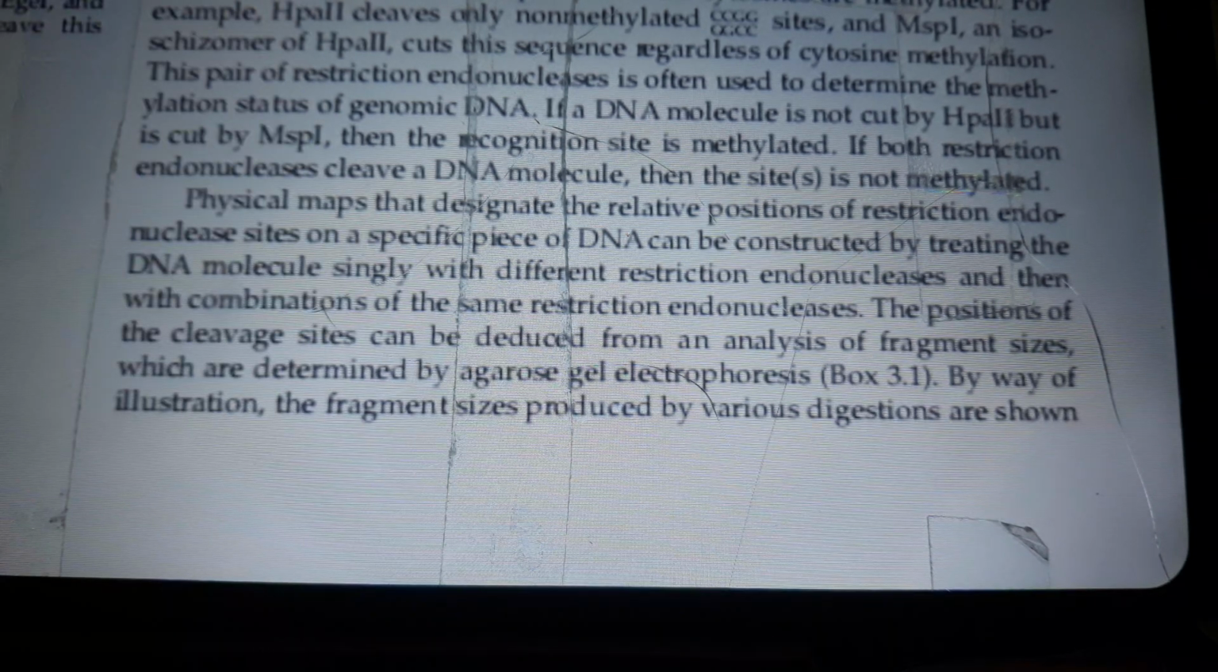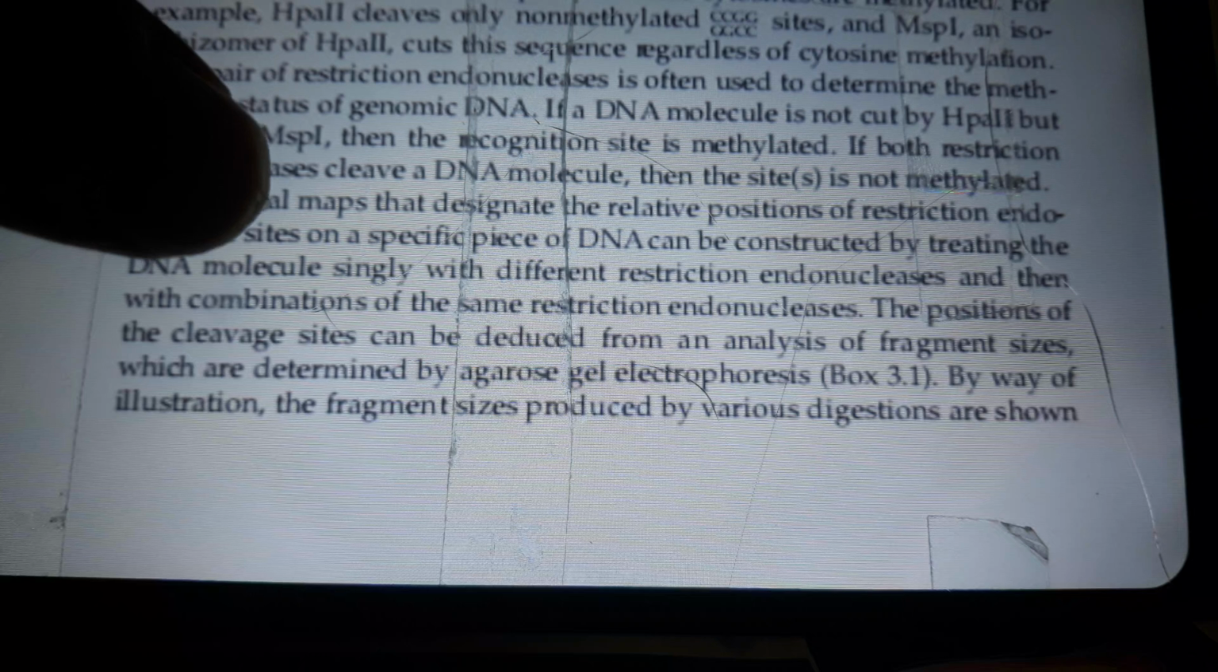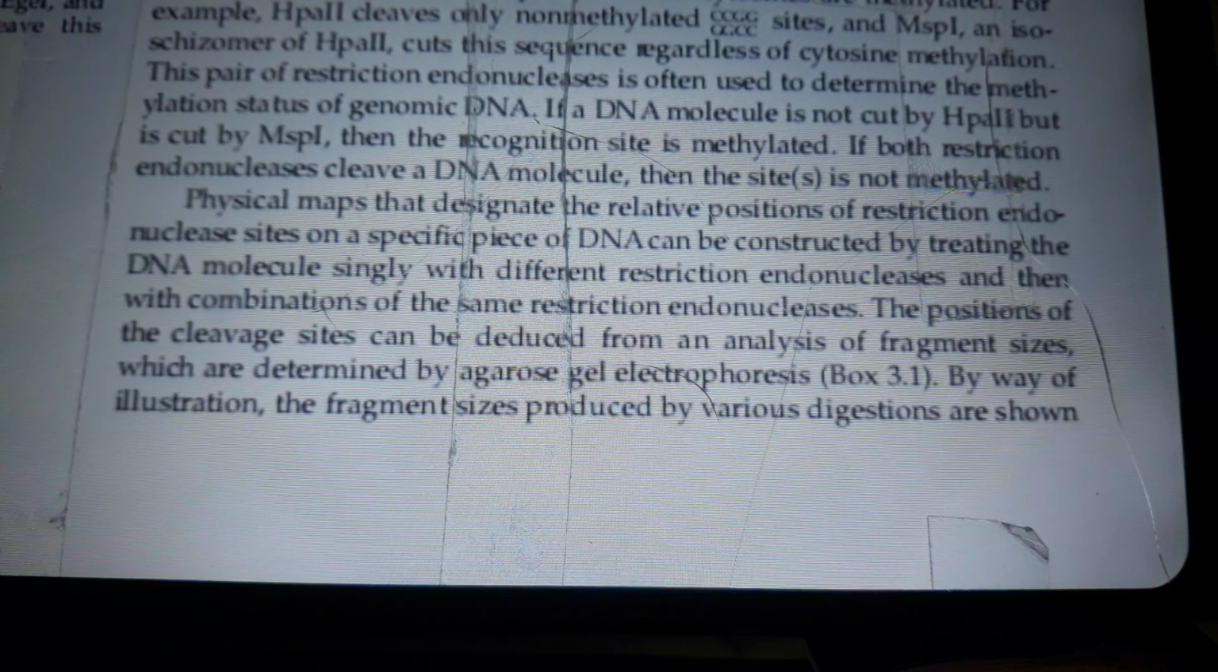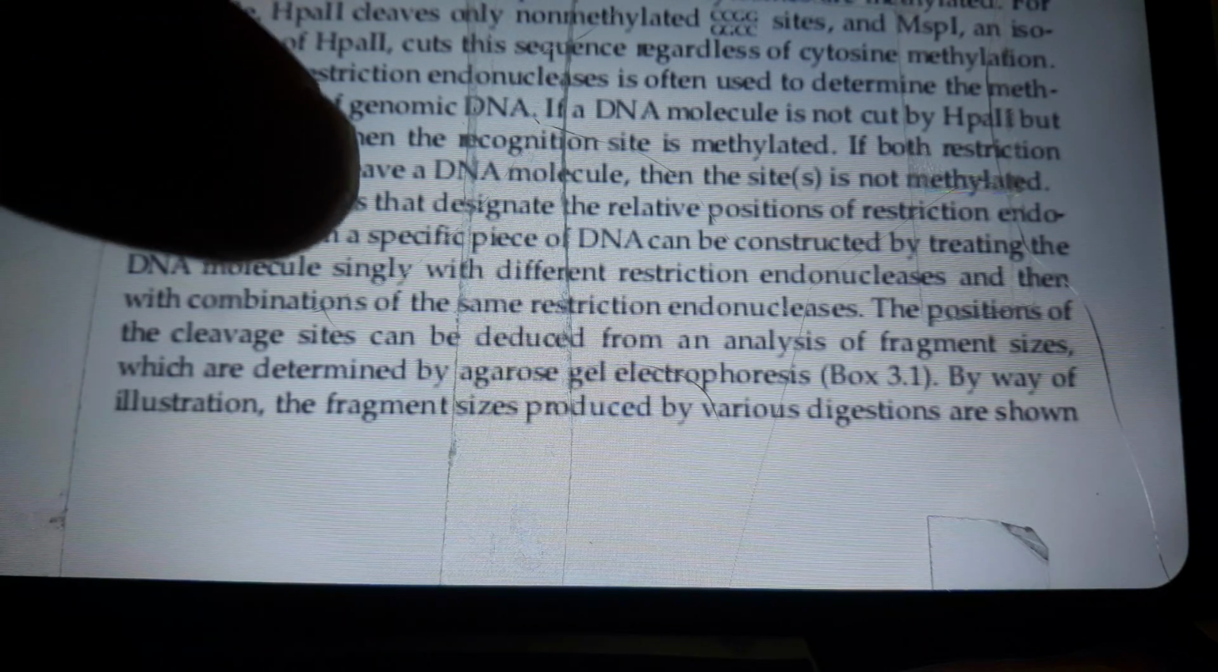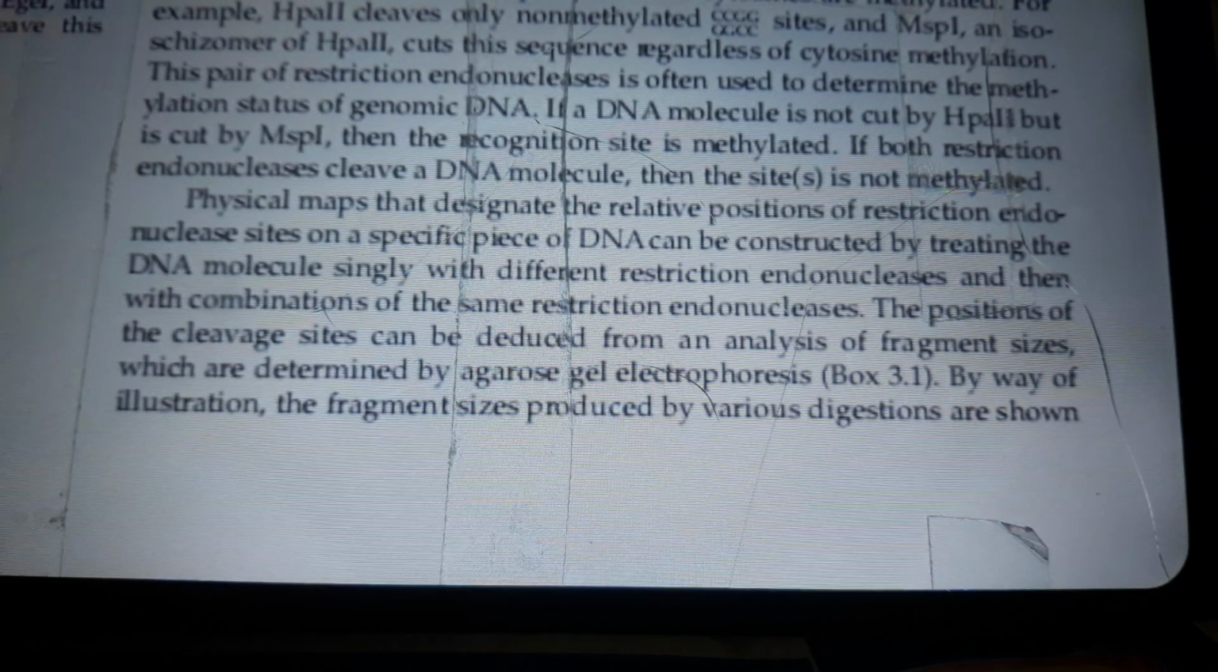Physical maps that designate the relative positions of restriction endonuclease sites on a specific piece of DNA can be reconstructed by treating the DNA molecule singly with different restriction endonucleases, and then with combinations of the same restriction endonucleases. The positions of the cleavage sites can be deduced from an analysis of fragment sizes, which are determined by agarose gel electrophoresis. By way of illustration, the fragment sizes produced by various digestions are shown.